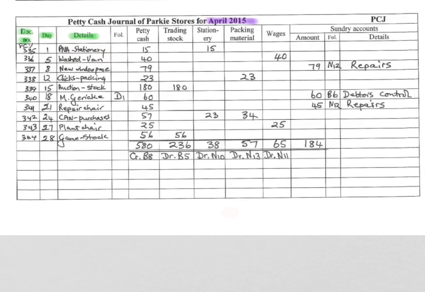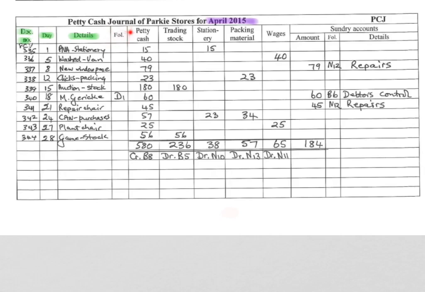So in the details column, a description is needed. It is thus very important to make sure that the petty cash voucher is fully completed. We will say that we bought stationery from P&A, or that we washed the van, or that we auctioned the stock, or that we repaired the chair. The detail is a short description of what the petty cash money was used for.